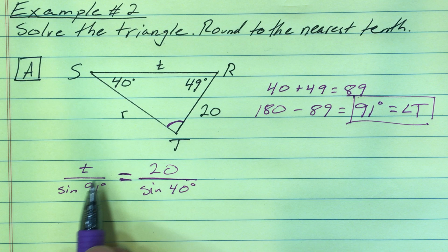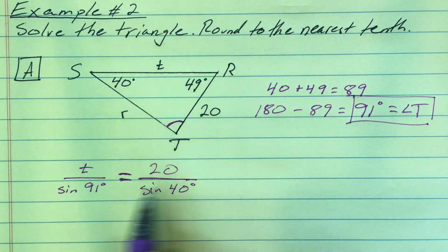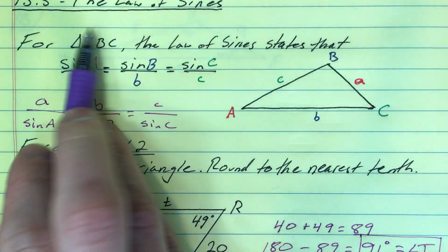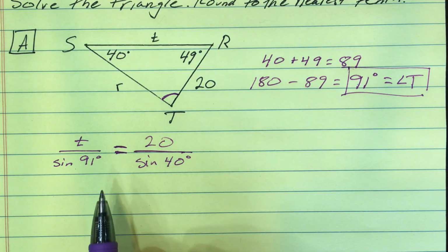I don't need to set up the law of sines with three things here. I just need to use two. You don't have to use A, B, and C. You should just be using two parts of that formula.